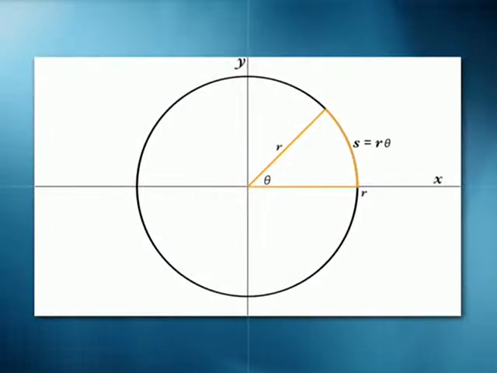So here's your fundamental formula. The length of that arc of the circle is r times theta. Let me savor that for a moment. R times theta. So imagine a circle.